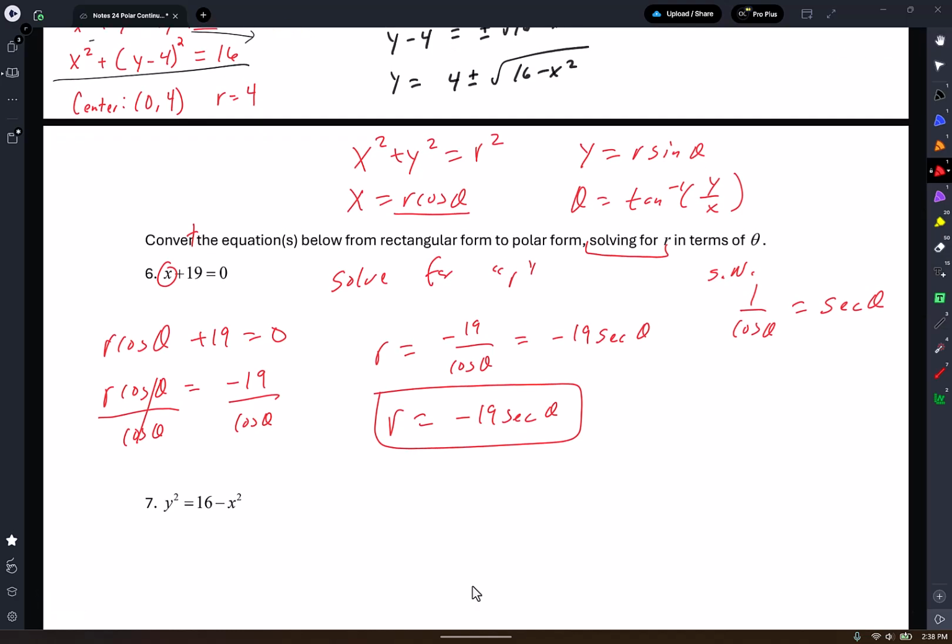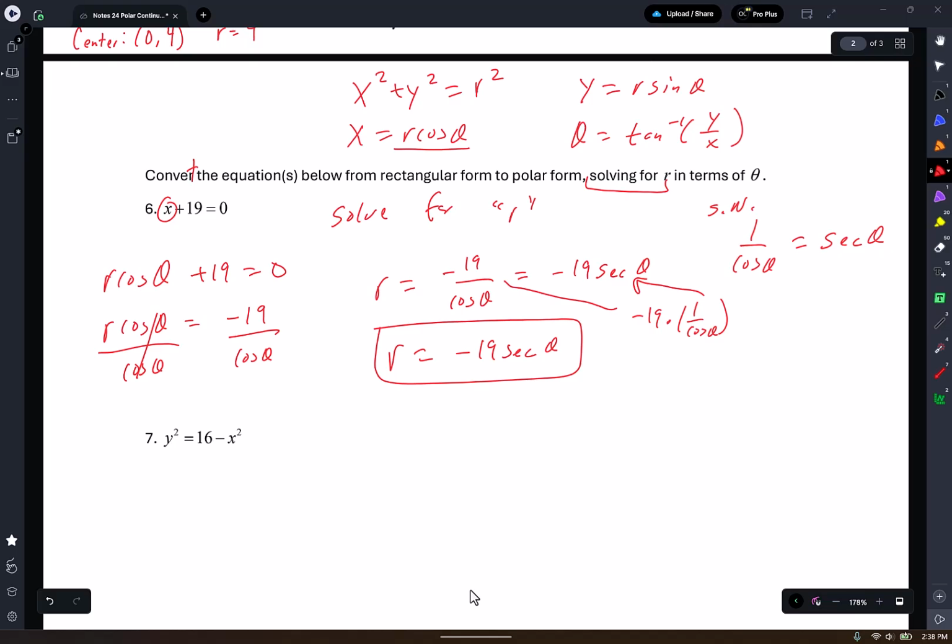I just missed the part where you put in the secant. Oh, I just didn't take any steps. I just went negative 19 over cosine is the same thing as 19 times 1 over cosine. And then 1 over cosine is just secant theta. I just went right into it. As soon as I see cosine on the bottom, if I pick it up, it turns to secant. Okay.